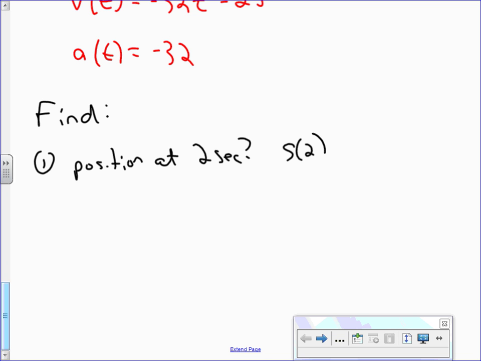S of 2. Take 2 and plug it into the position. Okay? And then grab your calculator and go to 10. Yes?